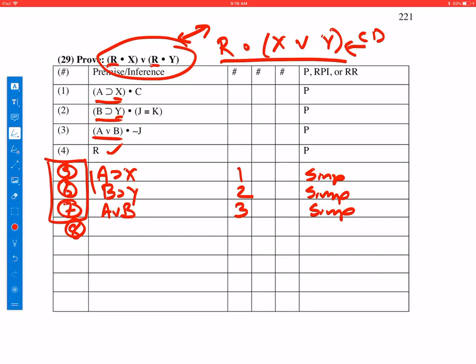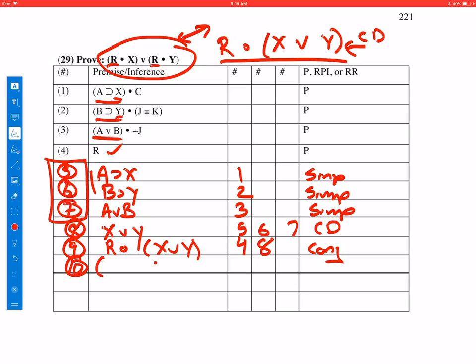So look at 5, 6, 7. That's the perfect setup for X or Y, 5, 6, 7, CD. So now I've got the 2 parts I had talked about earlier. Let me just put them together. R and X or Y from 4 and 8, conjunction.